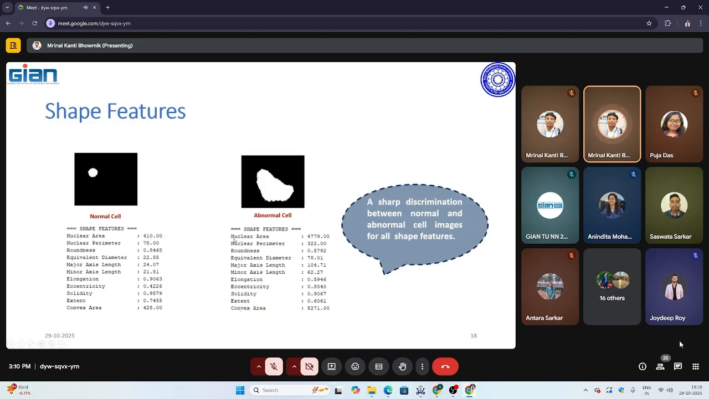But in this case, the nucleus area is 4,779, whereas the convex area of the abnormal cell is 5,271, which are very much different. So all these shape features can discriminate the normal and abnormal cell images.